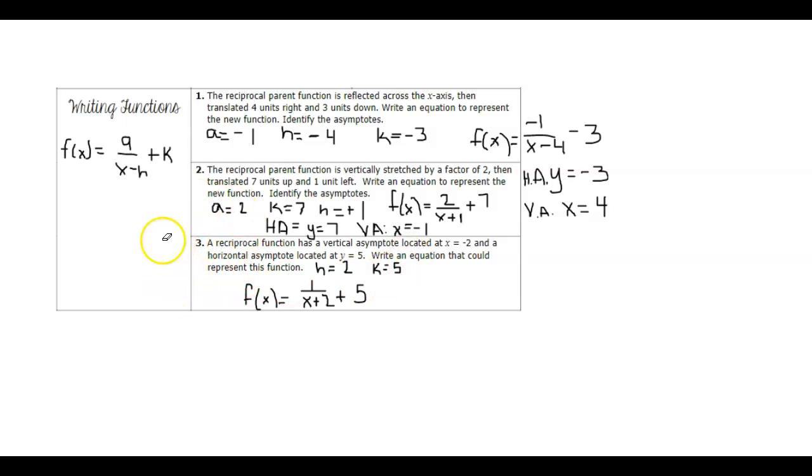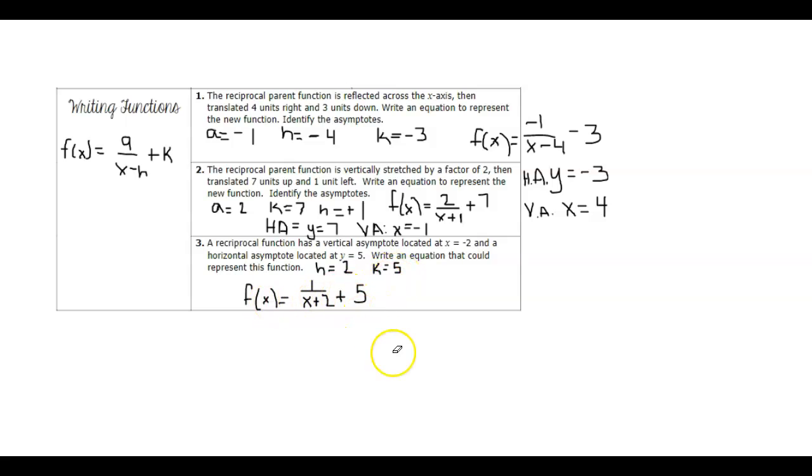All right, if I go down and look at number 3, they gave us the vertical and horizontal asymptote. The key here is looking at that vertical asymptote, knowing that you have the opposite effect with that h value. So if I know my vertical asymptote is at x equals negative 2, then I know my h value is going to be positive. Remember, it does the opposite effect. The k value moves the graph up 5, so that means my k has to be 5.